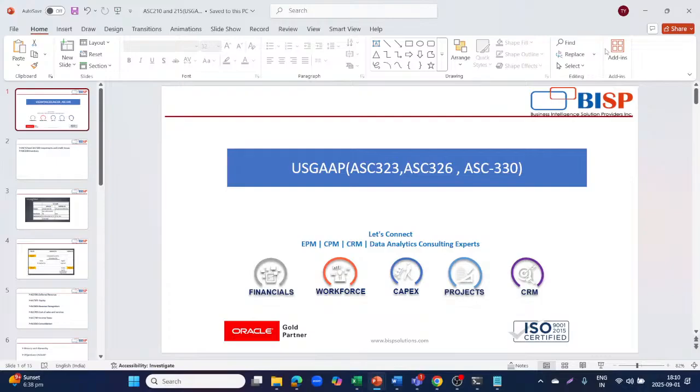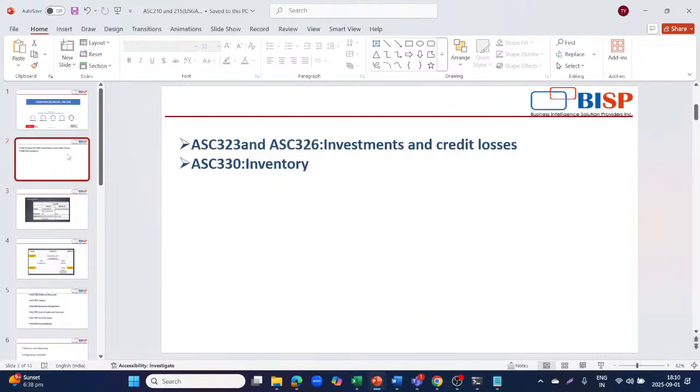So our topic today is we'll see Accounting Standard Codification 323, 326 and 330. Accounting Standard Codification 323 and 326 cover investments and credit losses, and Accounting Standard Codification 330 is for inventory. So let's get started with Accounting Standard Codification 323.